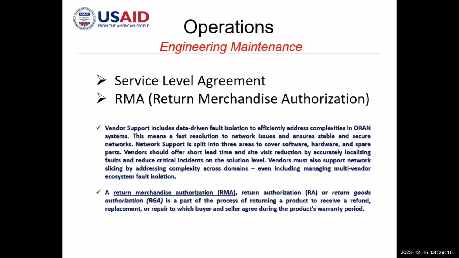Anyway, the engineering maintenance system is just about service level agreements with your vendors. So when you say service level agreements, this is a complex, data-driven fault isolation of your O-RAN architecture or system once they are turned over to you. So the network support is split into three areas. That would be software, hardware, and spare parts, right?